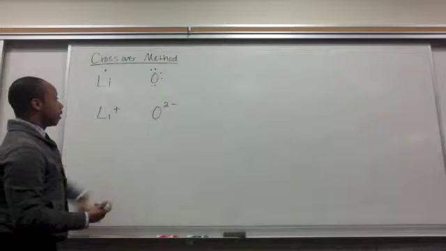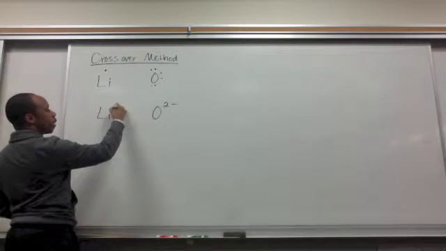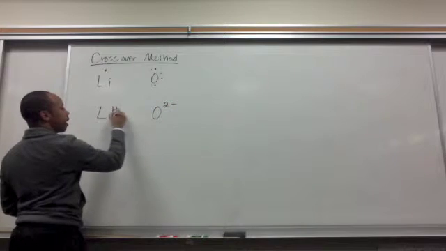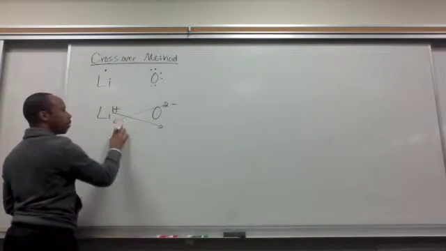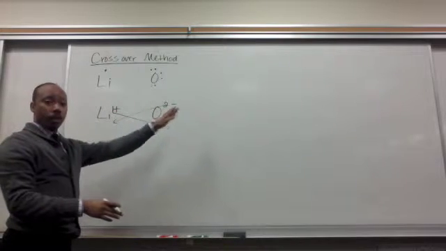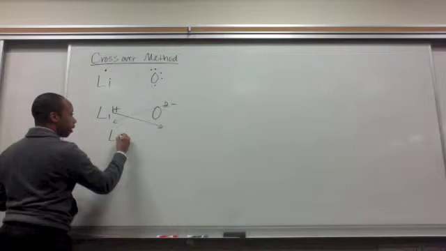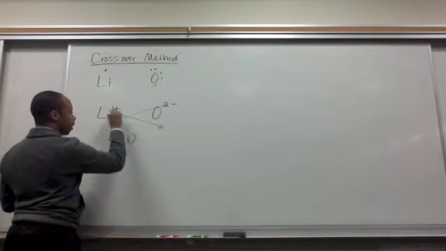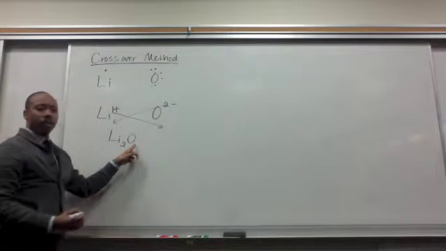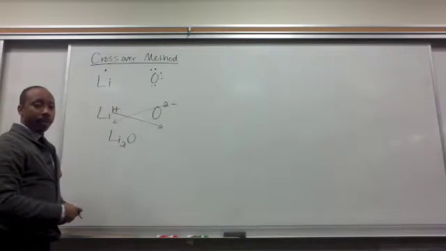Now the crossover method says if I take my invisible number here, 1, and that 2, and I cross that 1 down to the oxygen here, and that 2 down to the lithium. I don't bring the charges with them. I don't bring the plus and the minus, just the numbers. I get that Li gets a 2 here, and this oxygen gets the 1. In chemistry, we don't write the 1. It's understood to be 1 because there's only 1 atom here.